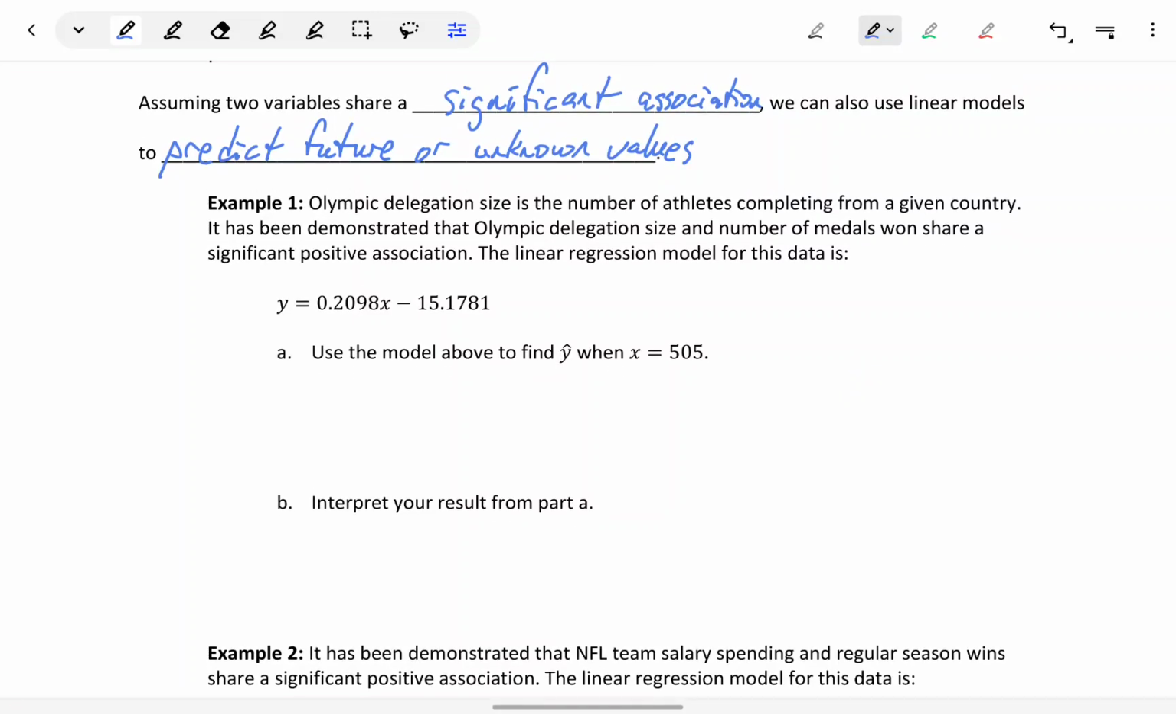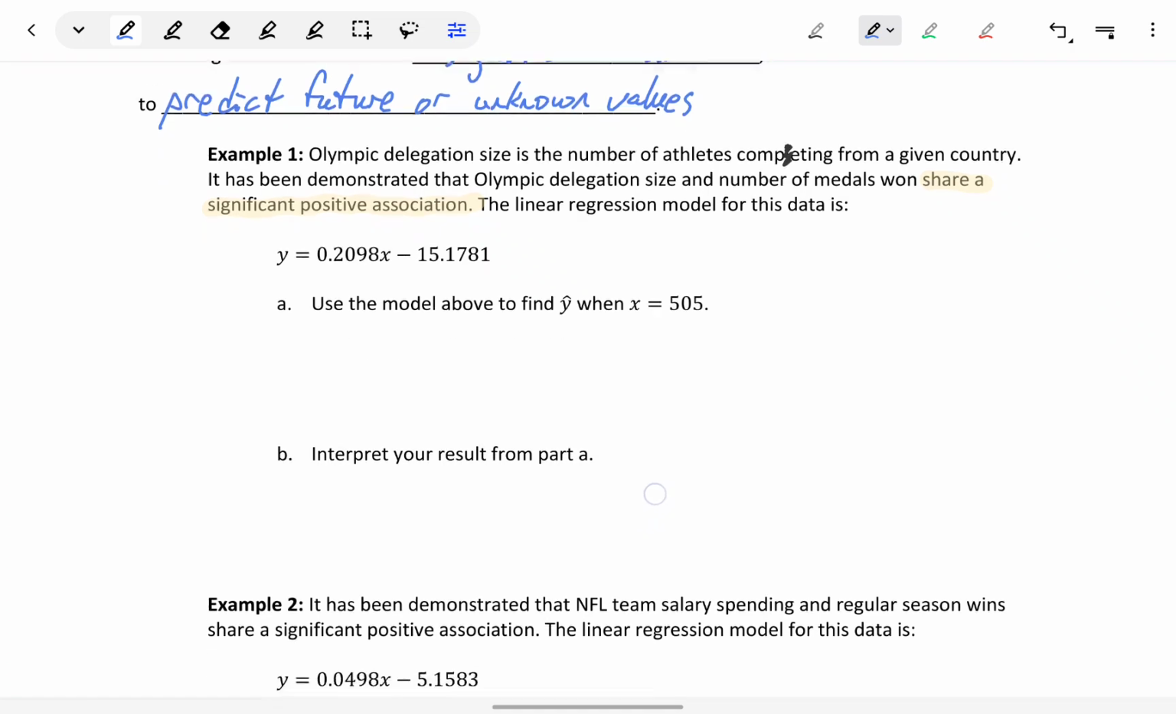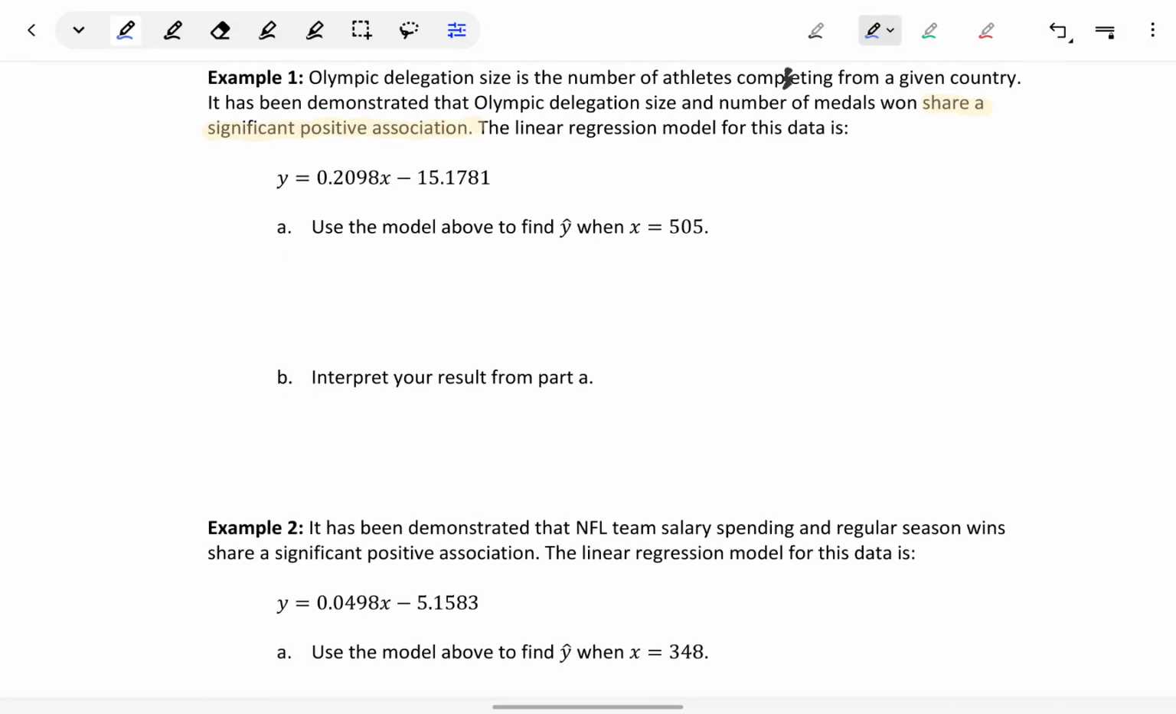An Olympic delegation size is the number of athletes competing from a given country. It has been demonstrated that Olympic delegation size and number of medals won share a significant positive association. So we're assuming that has already been tested and taken care of. The linear regression model for this data is provided. We want to use that model to find y hat when x equals 505.